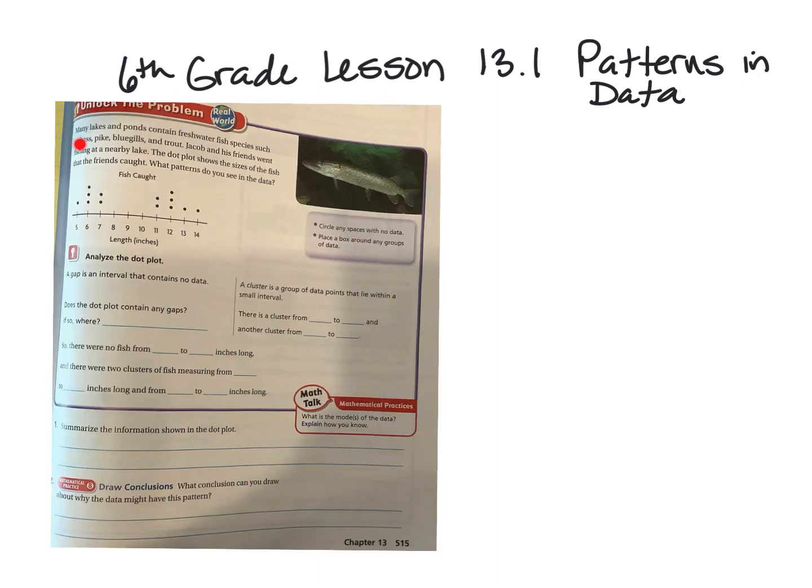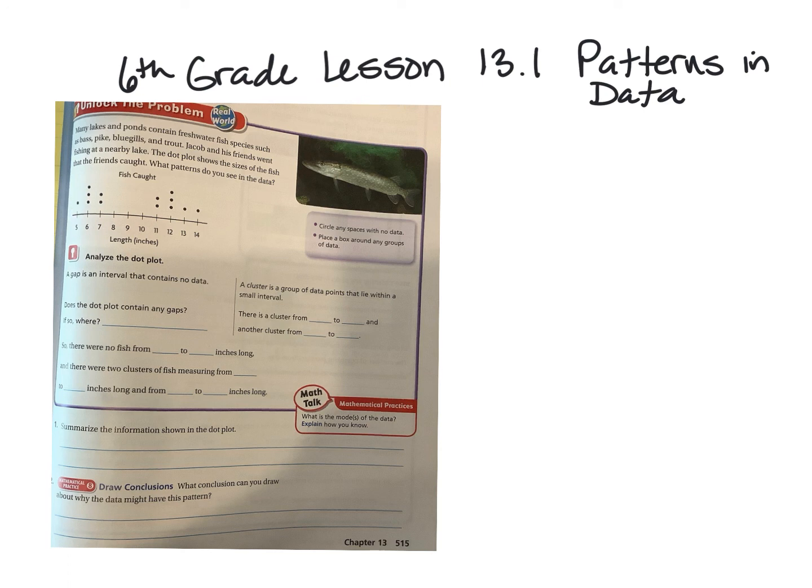All right, we'll start off. Many lakes and ponds contain freshwater fish species such as bass, pike, bluegills, and trout. Jacob and his friends went fishing at a nearby lake. The dot plot, this is a dot plot because they use dots, shows the sizes of the fish that the friends caught. What patterns do you see in the data? So they may have just measured the length of the fish once they got them out of the lake and written down the measurements. And then after they had finished fishing, maybe they decided, let's make a dot plot to put down the measurements of the fish that we caught. And they used a dot to represent each of those fish.